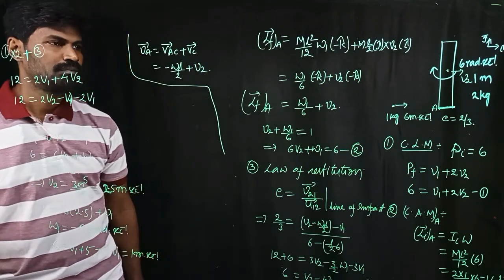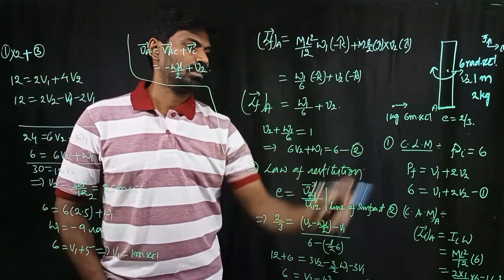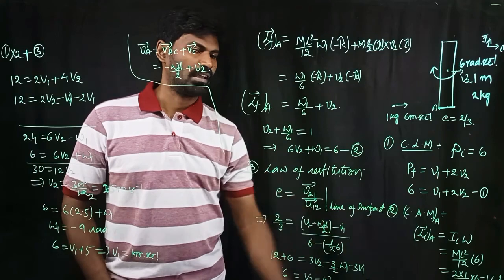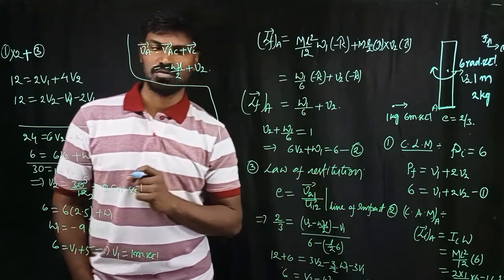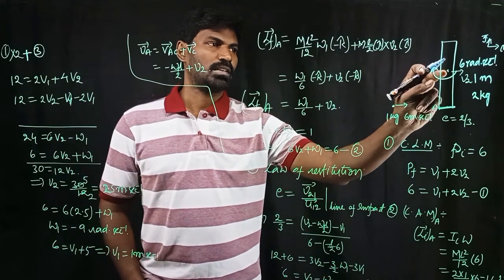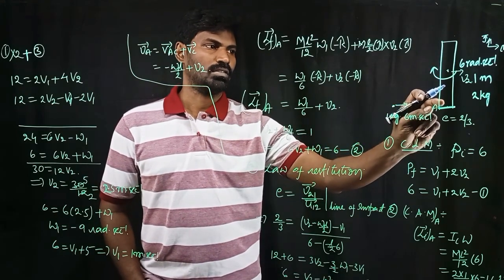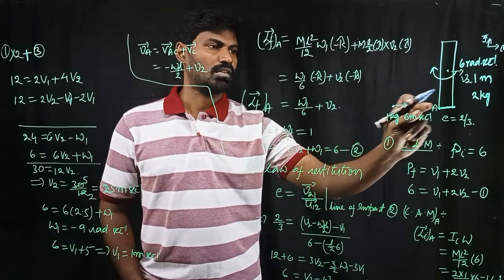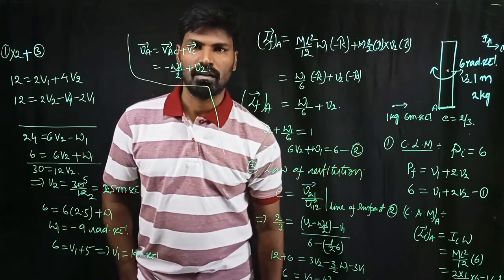Like this, by applying conservation of linear momentum, conservation of angular momentum, and the law of restitution, I'm able to calculate the velocity of the center of mass of the rod, the angular velocity of the rod, and the velocity of the ball after collision.